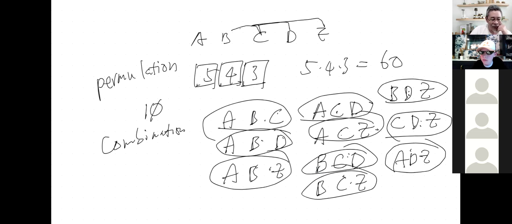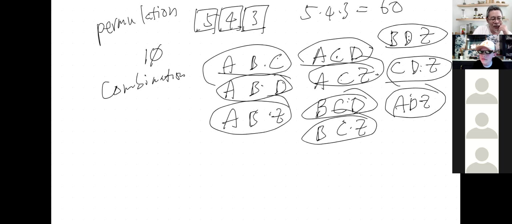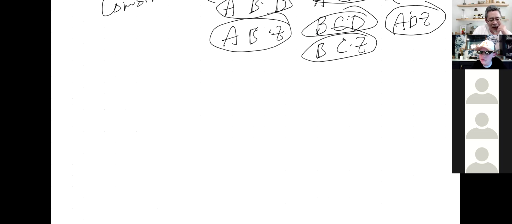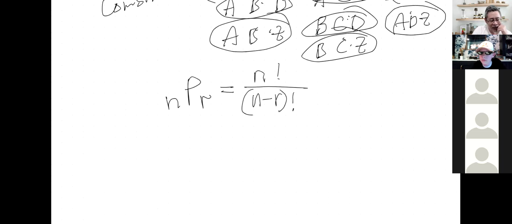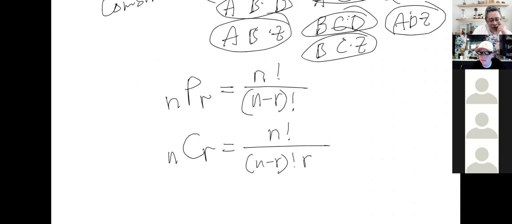The formula for the combination is a little bit different from permutation. Permutation we write as P(n, r), and that is n factorial over n minus r factorial. So that's permutation. The combination we write as C(n, r), and that is n factorial over n minus r factorial and r factorial. Okay. All right.